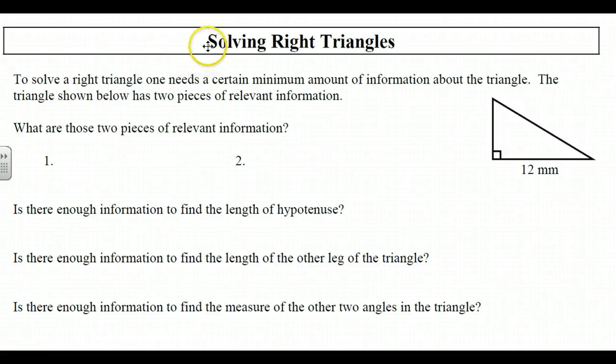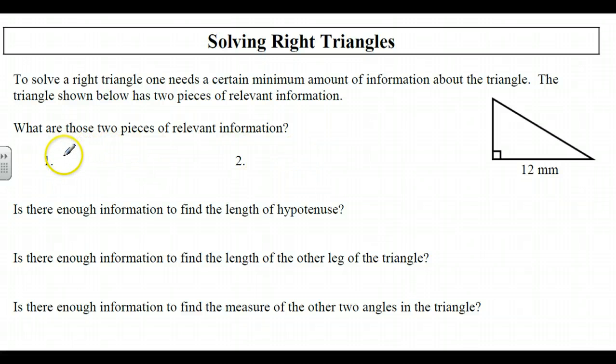Solving right triangles. When we say that, we actually mean something. To solve a right triangle, you need a certain minimum amount of information about the triangle. And this triangle shown below has two pieces of relevant information. So what are those? Well, the relevant information are side lengths and angles.